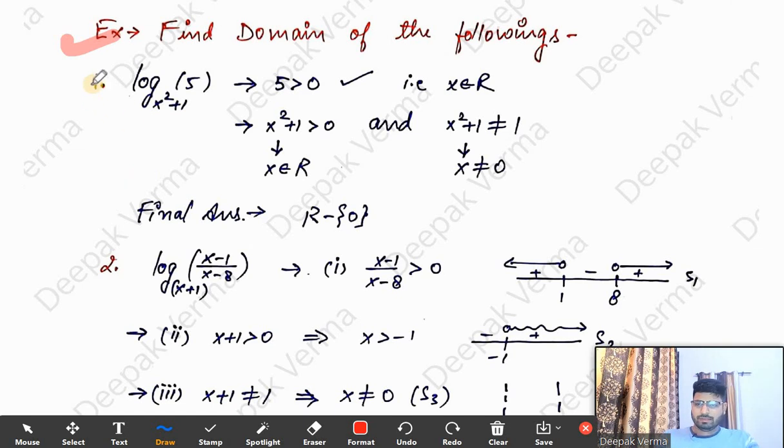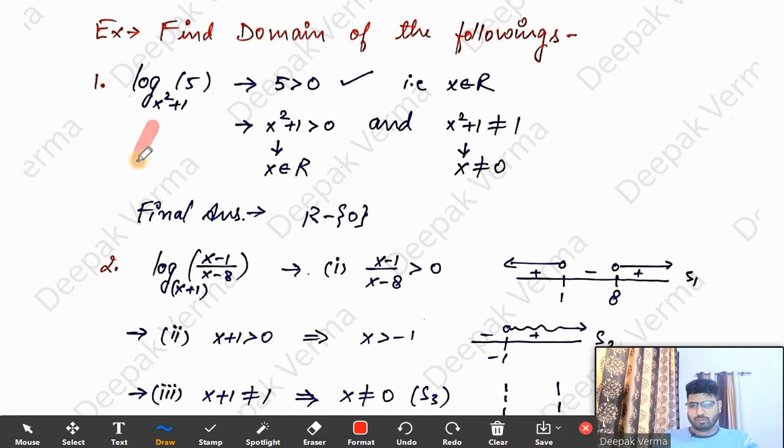Okay. First example is log of 5 to the base x square plus 1. Here we have to find the domain. So first we come to the argument. Is there any problem with the argument? No, no problem, because it is positive, and the argument should be positive. So we have no problem with the argument.